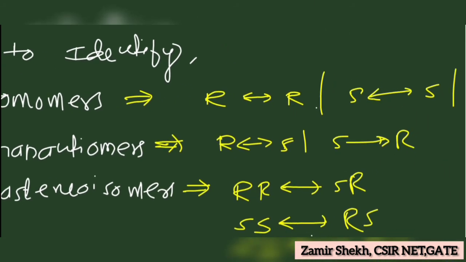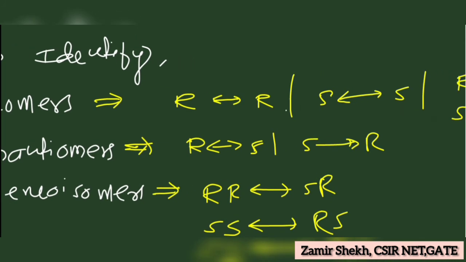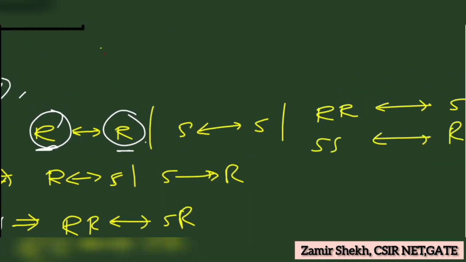Now look at the first one. Homomers are nothing but, if two compounds are given, then the first compound shows R configuration and the other also shows R, that is the same carbon. So first find out the chiral carbon and find the RS. If the chiral carbon is R and the other also shows R, then it will be homomer. RR are homomers, SS are also homomers. These are from two molecules.